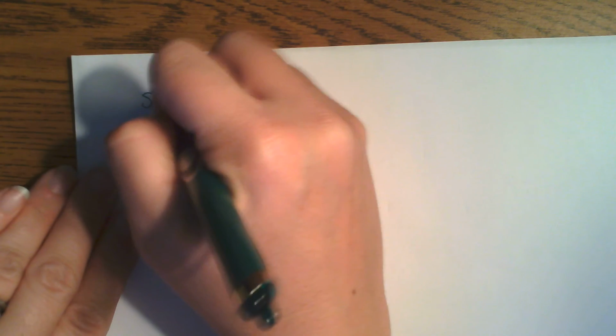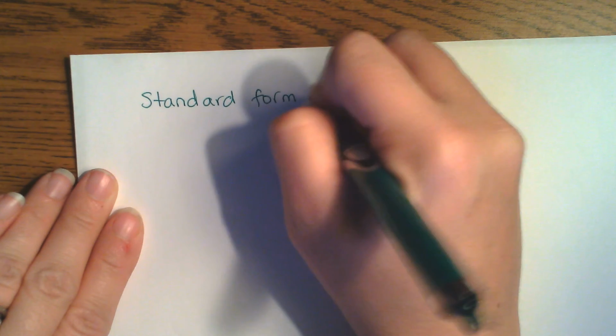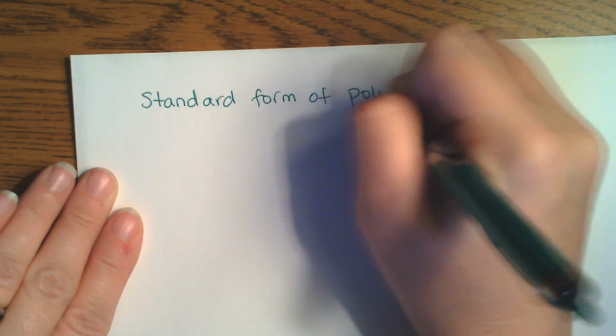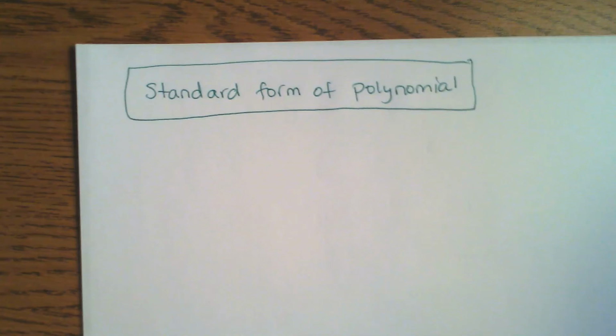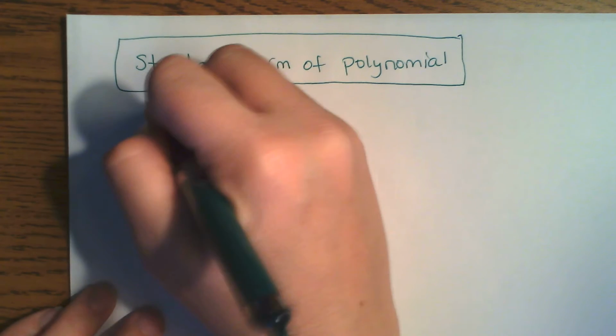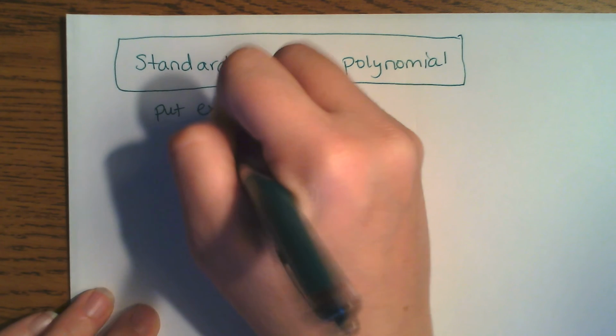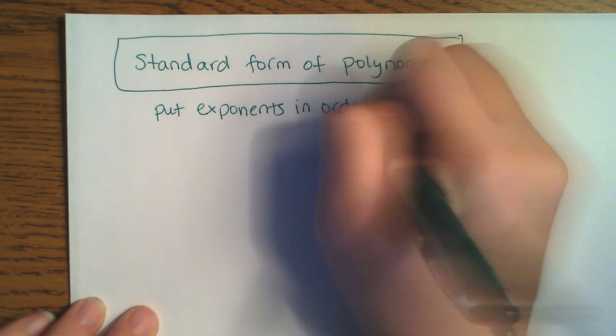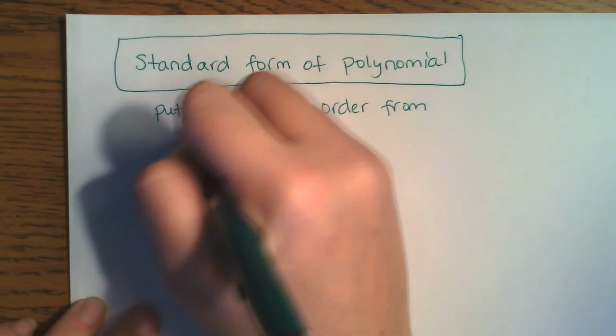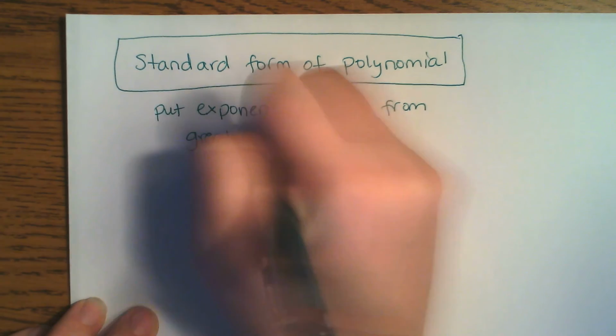All right. The next thing we talked about was standard form of a polynomial. And what they're asking you to do is put the exponents in order from greatest to least.